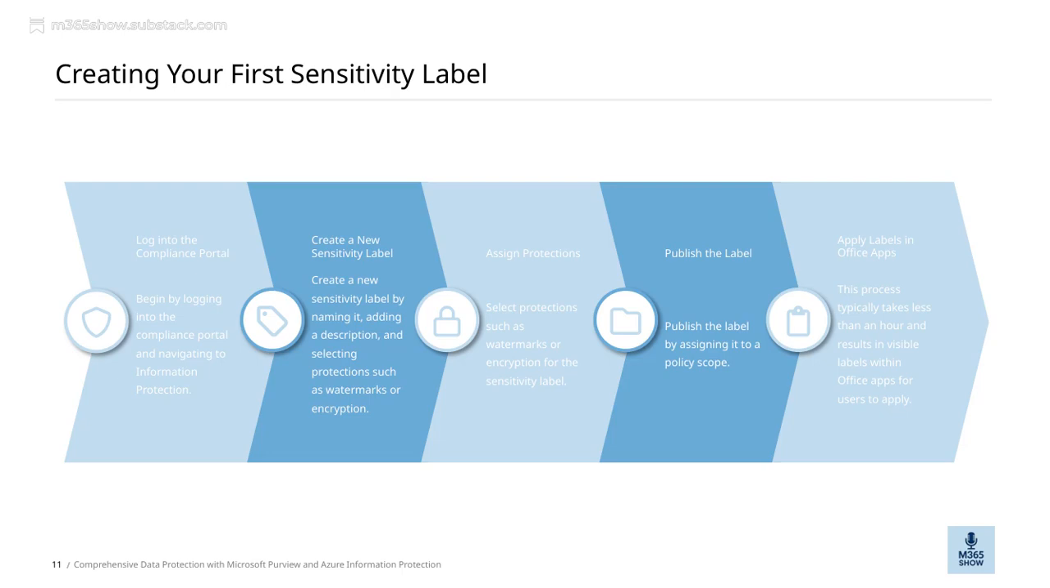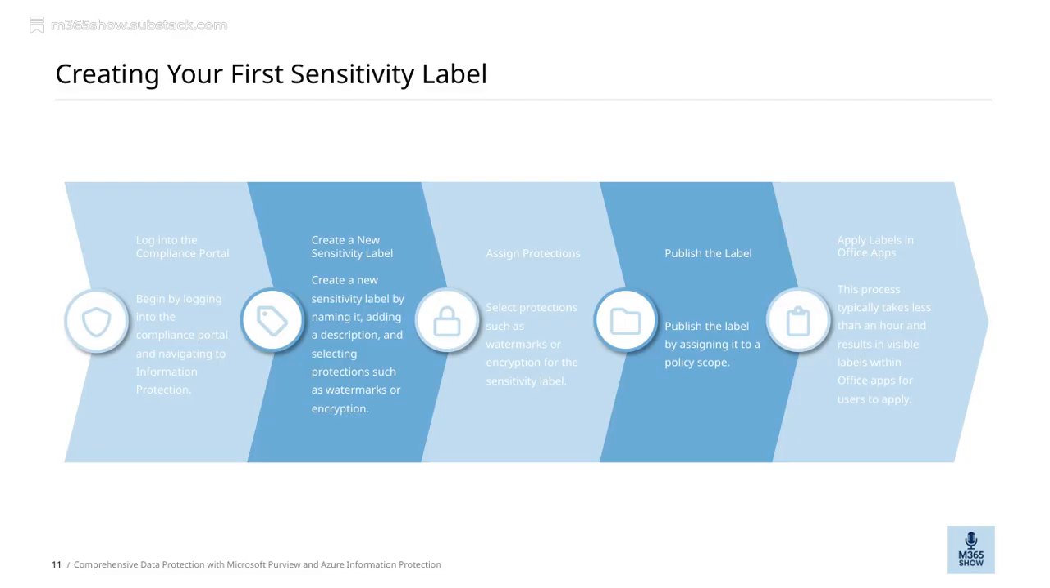Let's walk through how to create your first sensitivity label. This process usually takes less than an hour, and once it's done, you'll see the labels appear directly within Office applications, making it easy for users to apply the right label to their documents and emails. First, you'll want to apply labels within Office apps. This means users can quickly select a label based on the sensitivity of their content. To make that happen, you'll need to publish the label by assigning it to a policy scope, which controls where and how the label is available.